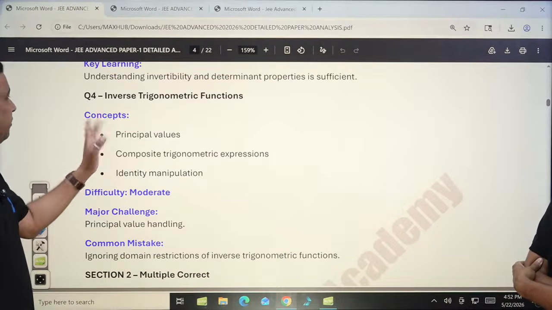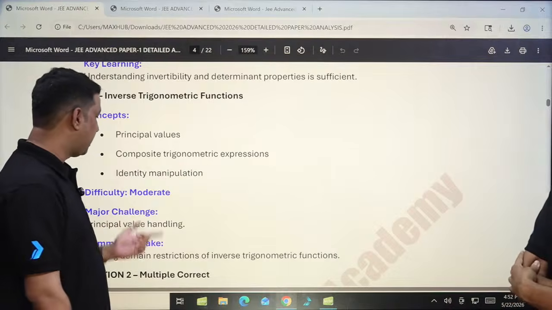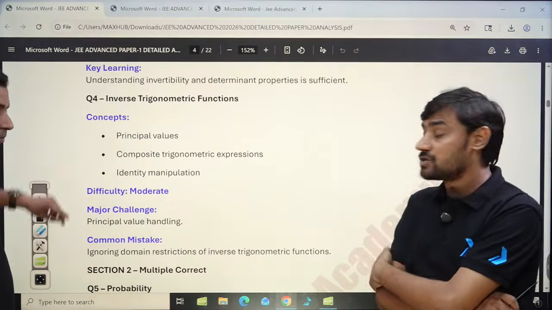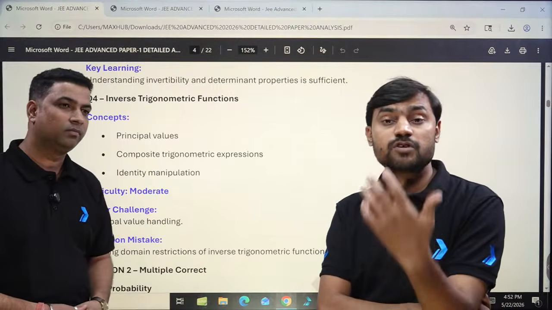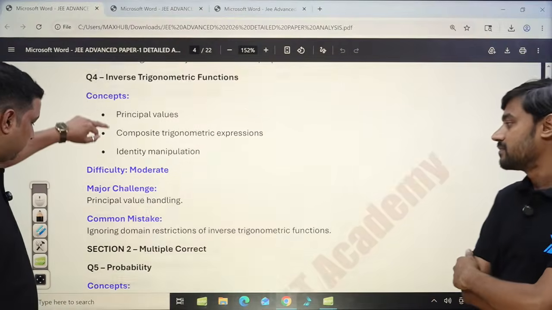One more thing, sir: inverse trigonometric function, the principal value, composite trigonometric expressions, identity manipulations. But this identity manipulation was not like you just use a formula and find the answer. Yes, it will take some time.